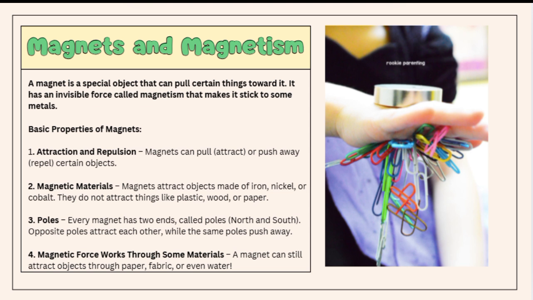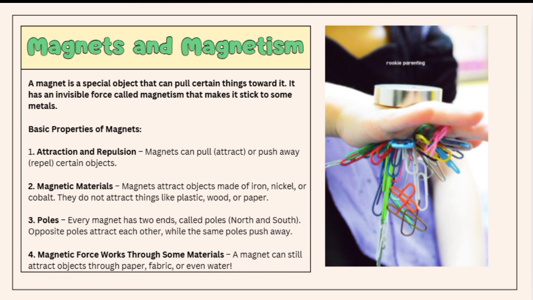Basic properties of magnets: attraction and repulsion. Magnets can pull or push away certain objects. Second, magnetic materials. Magnets attract objects made of iron or cobalt. They do not attract things like plastic, wood, or paper.